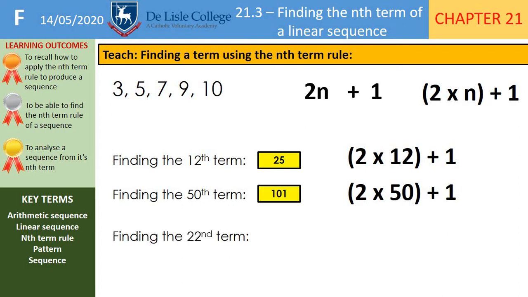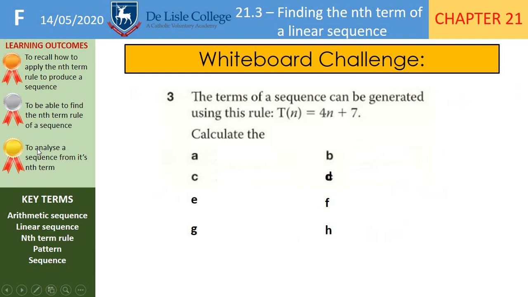Then we'll find the 22nd term. So this time n is 22. So we do 2 times 22 plus 1, which is 45. You might want to pause the video to copy this down. You're welcome to do that. If not, we'll move on to the next slide.